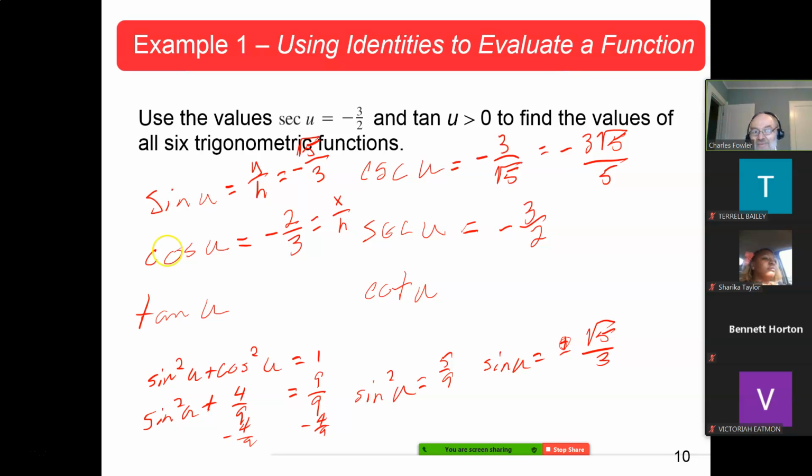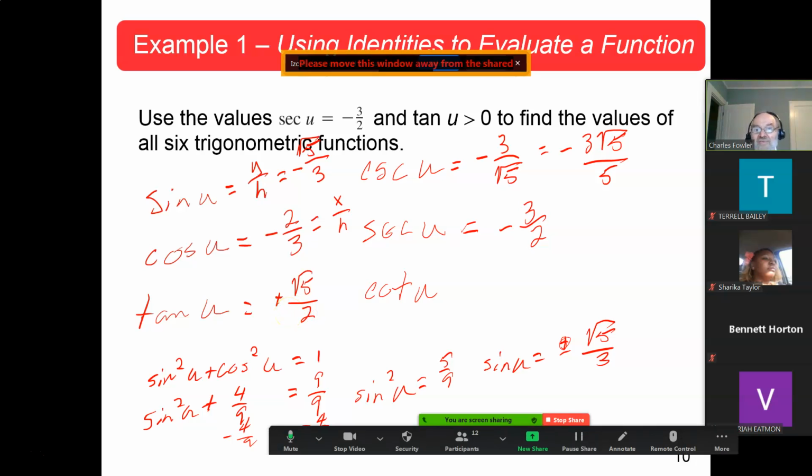Now, what you have now is 4 out of 6. What are the last two? Tangent and cotangent? Well, that's pretty easy. We've already identified that the y is minus √5. The x is minus 2. So tangent is minus over minus, positive √5/2. Why? Because tangent is positive in the third quadrant.